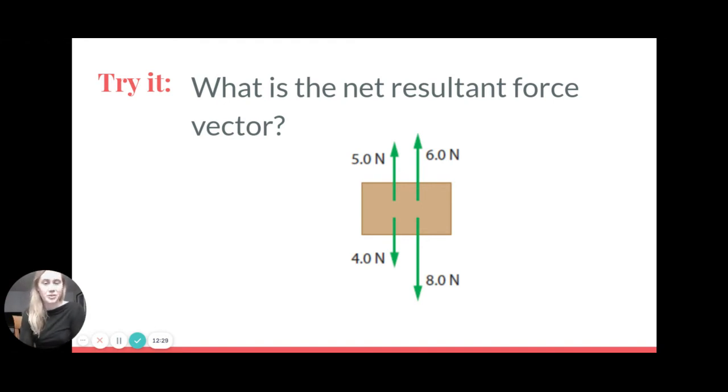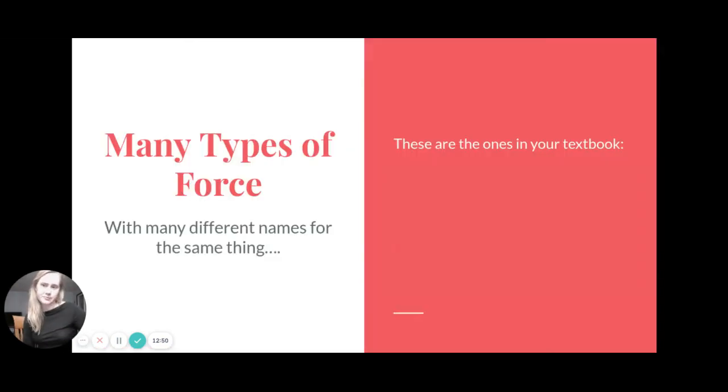Okay, so you should be back after pausing. So we have 11 going upwards and 12 going downwards. And so again, if you do the traditional up is positive, down is negative, you have a total of negative 1 newton, or 1 newton downward. You could always use the word downward instead of positive or negative if you're not sure what you want to do for positive and negative.